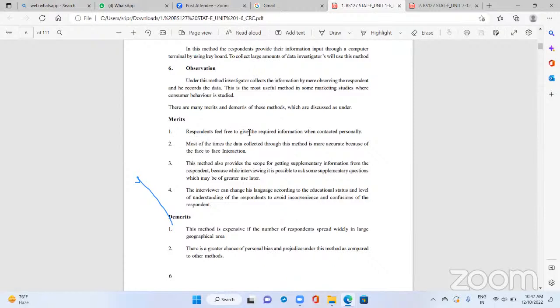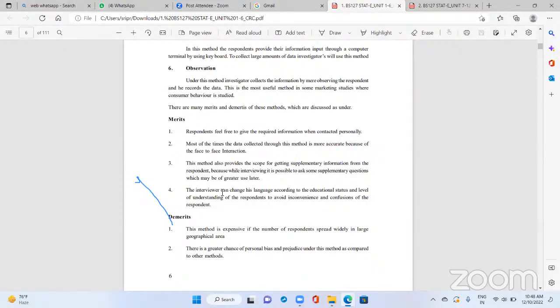Respondents feel free to give the required information when contacted personally. When the researcher goes to the house, person to person, the respondents feel free to give the required information. Second, most of the time the data collected through this method is more accurate because of the face-to-face interaction. The third one is that this method also provides scope for getting supplementary information from the respondent, because while interviewing it is possible to ask some supplementary questions which may be of greater use later.